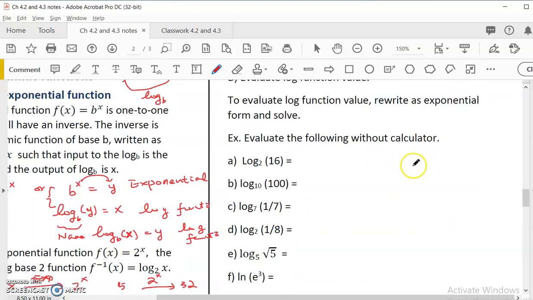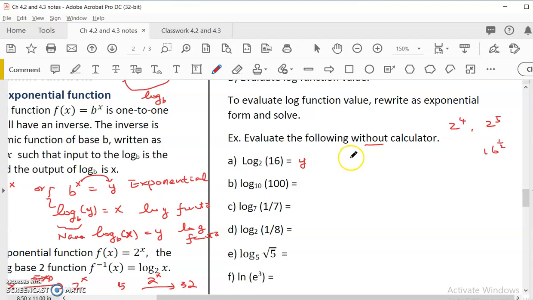Okay, so far we know how to do 2 to the 4, 2 to the 5, or 16 to the 1/2. We know how to do exponents, but how do I evaluate log? Because if I have a function, of course I want to evaluate. Now these are done without a calculator, so by rewriting. So what happened is we have log base 2 of 16 equal to a number. So let's say this is y. So this is the output.